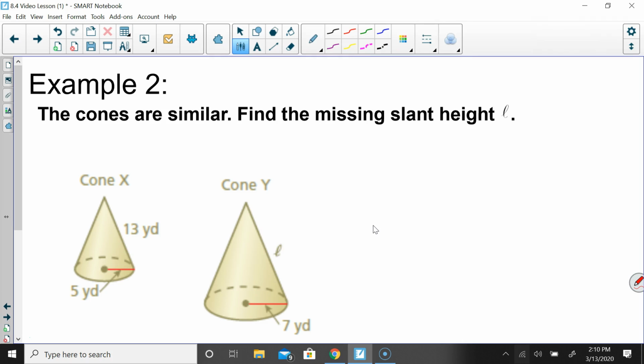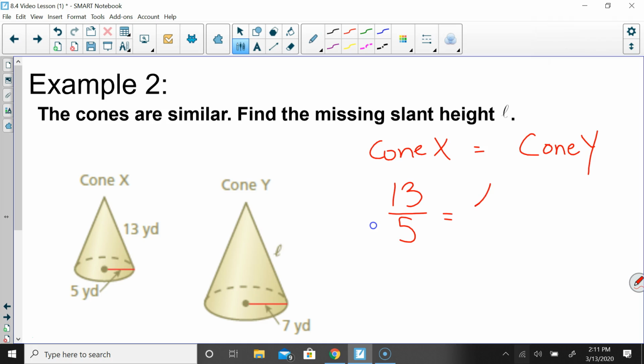The proportion I set up is going to be cone x on one side, and I'm going to set it equal to a ratio that has cone y on the other side. So if we set up the ratio, we can do either the slant height over the radius or the radius over the slant height. It doesn't really matter. So I'm going to do slant height, which is 13, over the radius, which is 5. And I'm going to look at cone y and do the same thing. Since slant height was on the top in cone x, slant height needs to be on the top in cone y.